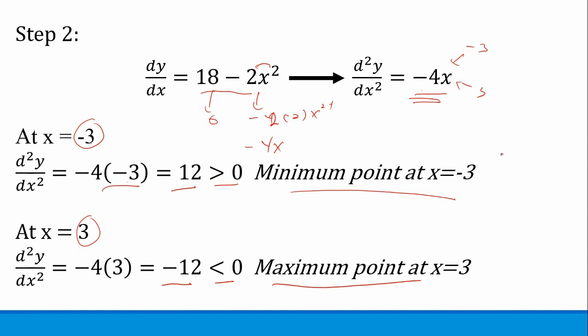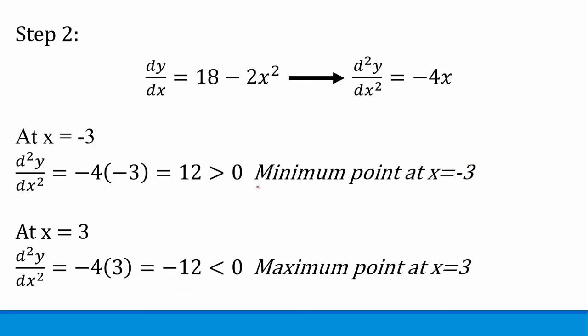Okay, so if you have a graph, at negative 3 it will be like this one, and for 3 it will be like this one, minimum, maximum, sorry. For this one it's a minimum, so at negative 3 it will be like this one. If it is here, which is 3, it will become like this one.